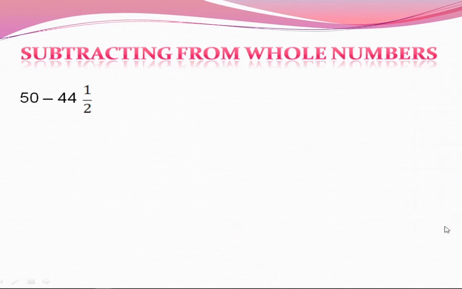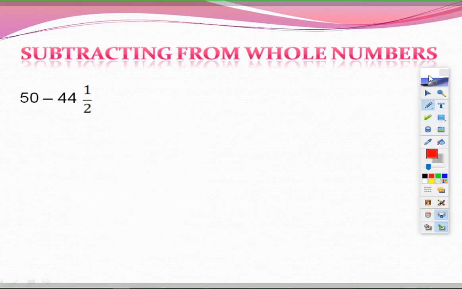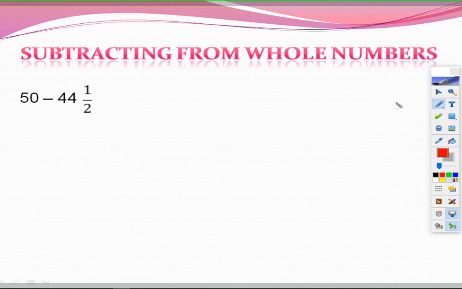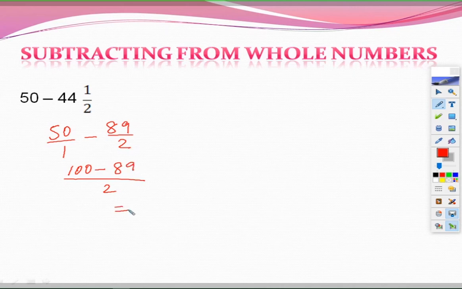Next is subtracting from whole numbers. Here you can see a whole number given to you, that is 50, and how to subtract. See, the whole number 50 can be made into fractional form, that is 50 by 1, minus 44 into 2, 88 plus 1, 89 by 2. Here the LCM is 2, so 100 minus 89, that is equal to 11 by 2, that is equal to 51 by 2. I change it into a mixed numeral.